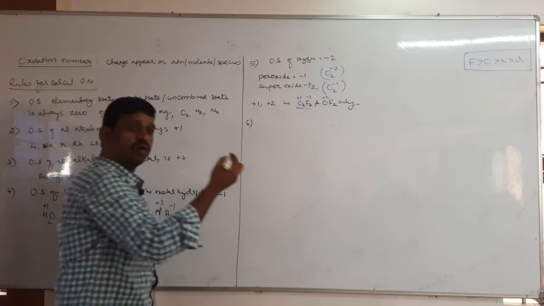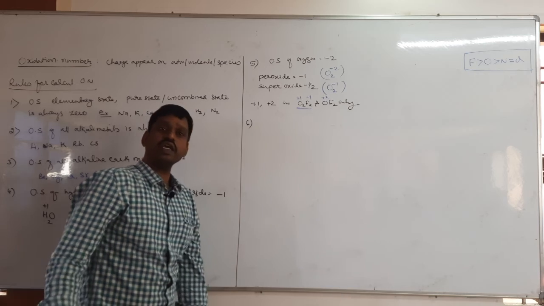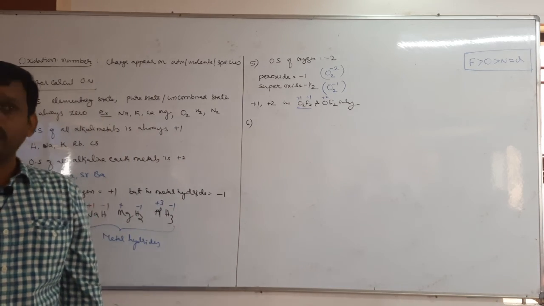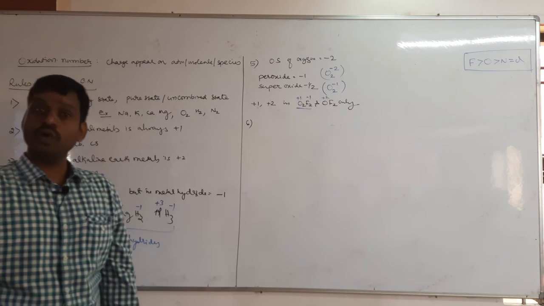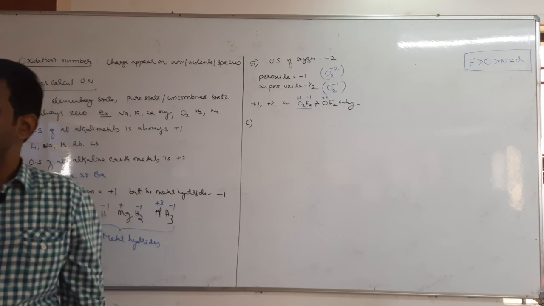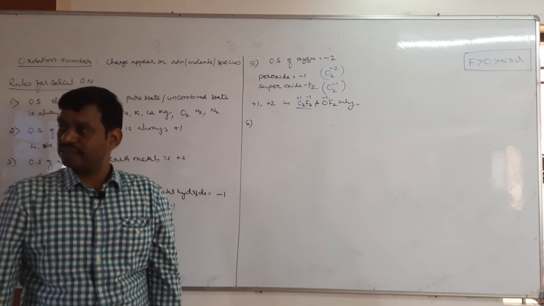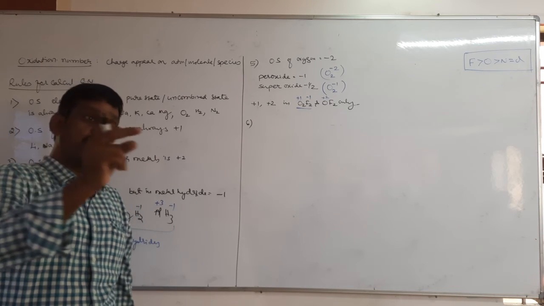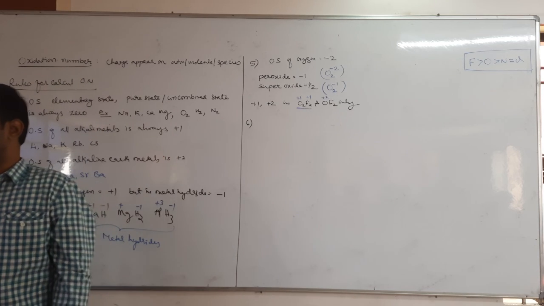Next is the 6th one, about halogens. Tell me, what is the oxidation state of halogens? Generally -1. So in general, halogens exhibit -1 oxidation state. But in case of chlorine, bromine, iodine, they can also exhibit +1, +3, +5, +7. You have studied in 17th group elements. Whereas, what is the oxidation state exhibited by fluorine? The oxidation state exhibited by fluorine is always -1. It never carries positive oxidation state.